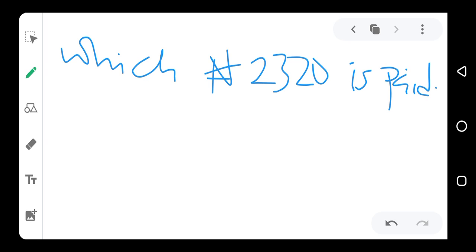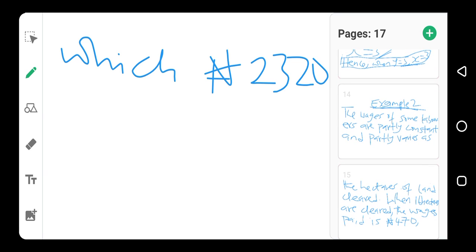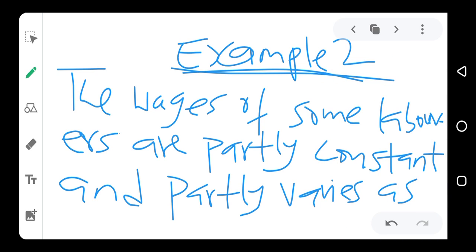2,320 naira is paid. Now this is a partial variation because when you just come to the question, you see that the wages of some laborers paid are partly constant and partly varies. So this is how the statement of partial variation always goes: partly constant and partly varies with another thing. Now our responsibility is to identify the variables. The first one is wage. That is the main variable, the main thing that is changing.